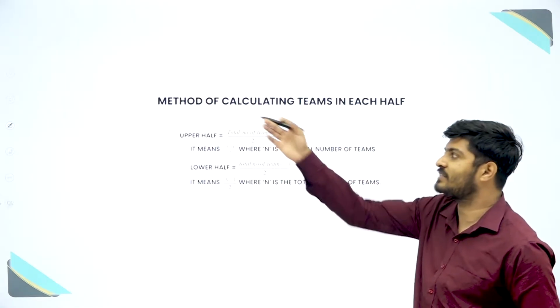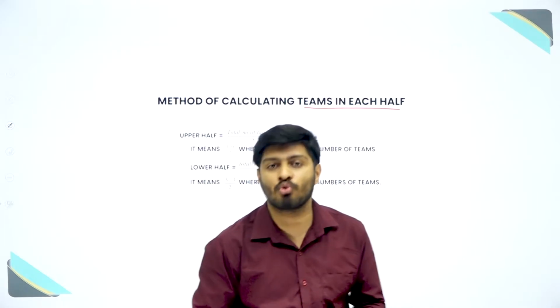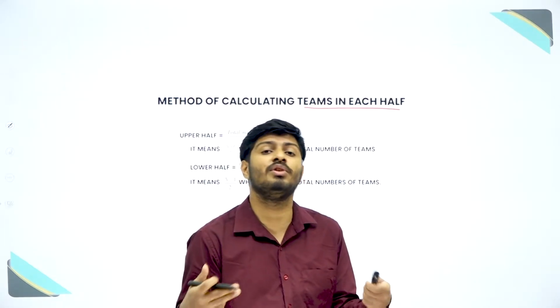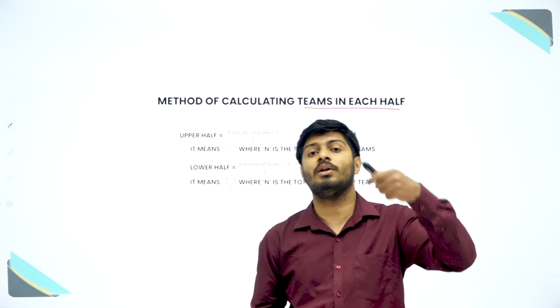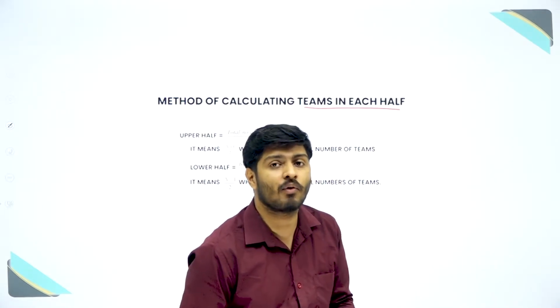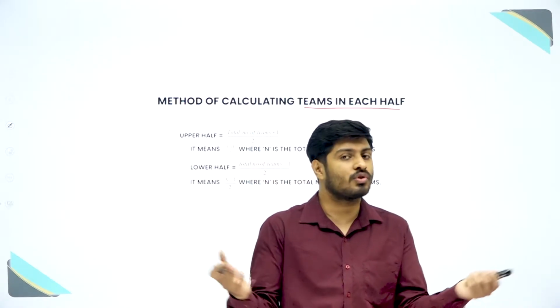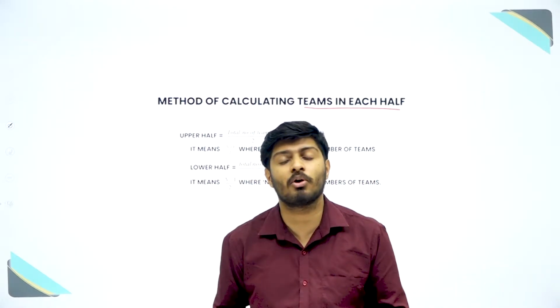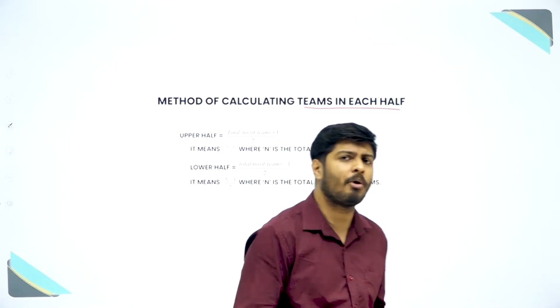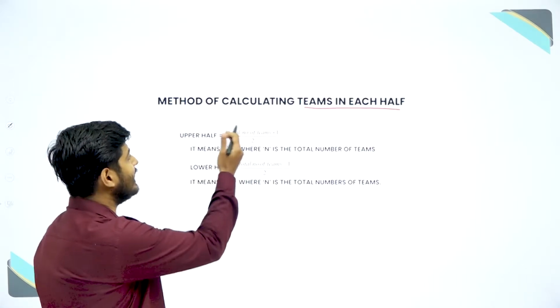let's start off with understanding the method of calculating teams in each half. Like I said, we studied the essential things in a knockout tournament, right? There we studied what all things you need to know: the total number of byes that are required, and the total number of teams that are required in the upper half and lower half. So you already studied calculating the byes. Now let's study how to calculate, or divide, the teams in each half.